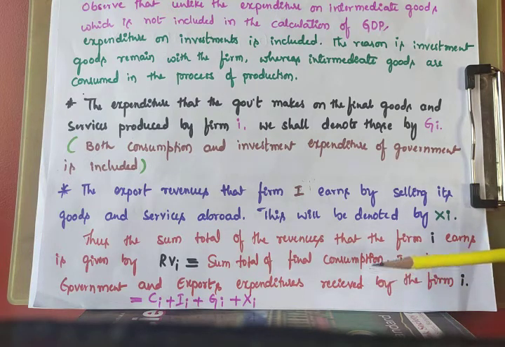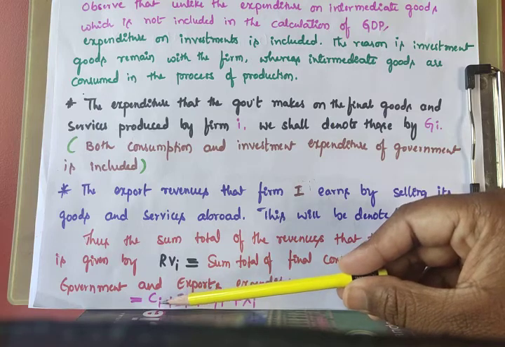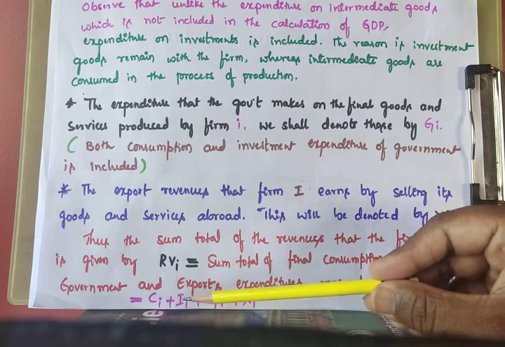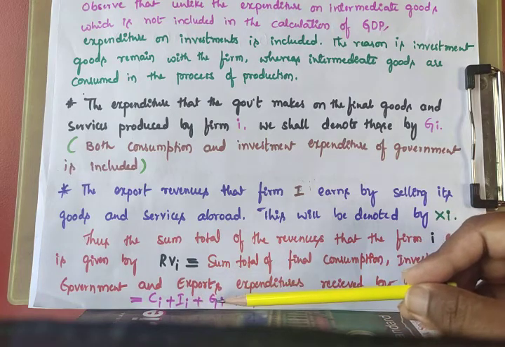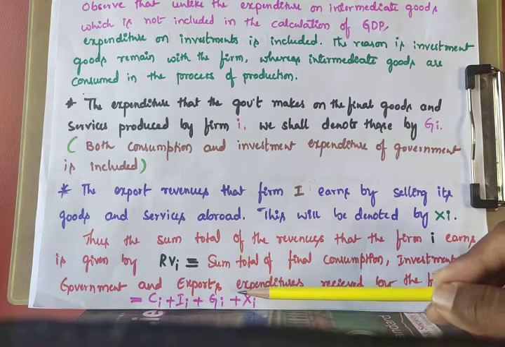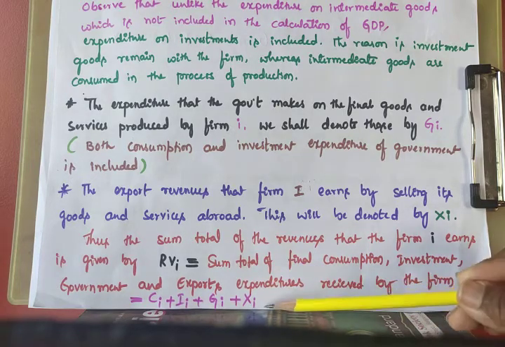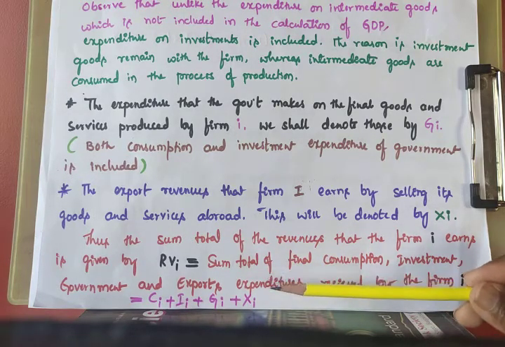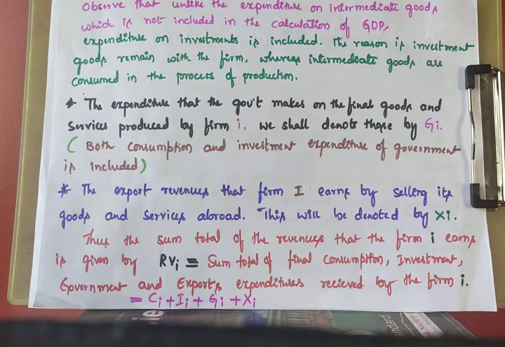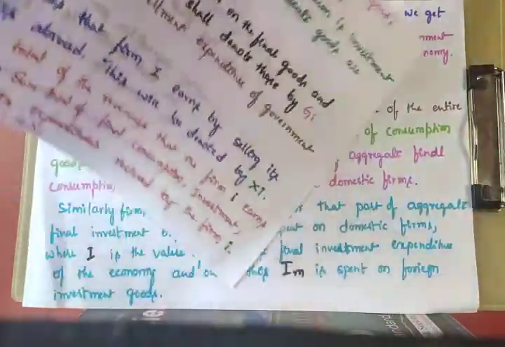So through this we can calculate the national income under the expenditure method. CI means consumption expenditure done by firm I, investment expenditure done by firm I, government's expenditure on investment and consumption, and XI, exports. See, exports expenditure received by the firm I. Exports expenditure means how much they are expending to sell goods and services to other countries. Okay, don't forget this for calculating national income under the expenditure method.